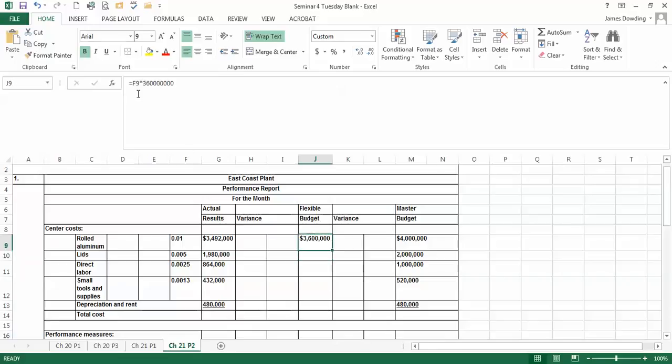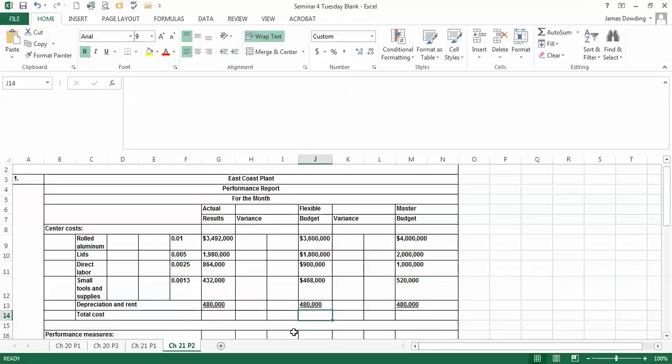Again, I'm going to use the power of Excel and have it do the calculations for me. So we get 1.8 for the lids, we get direct labor of 900,000, and we get small tools at 468. Again, depreciation and rent are still the same.